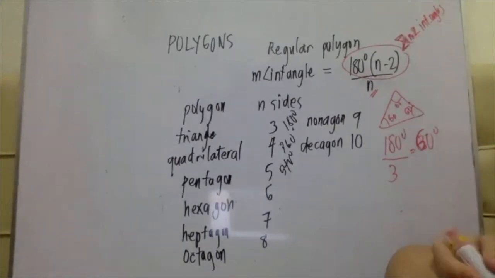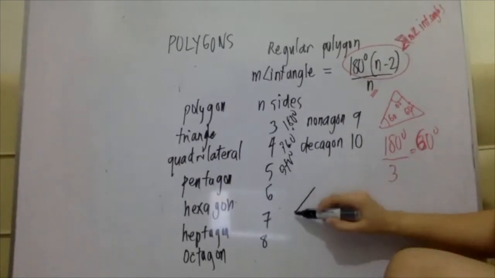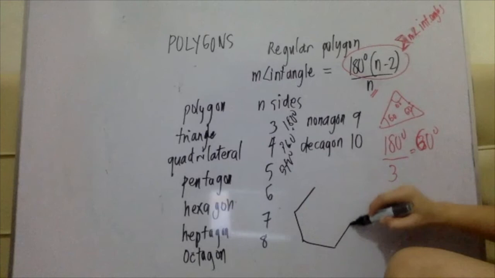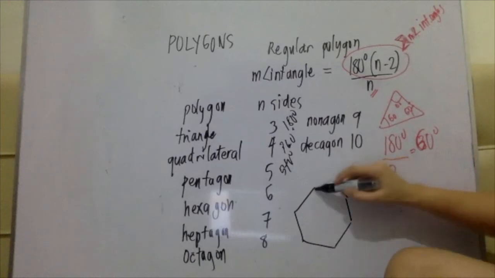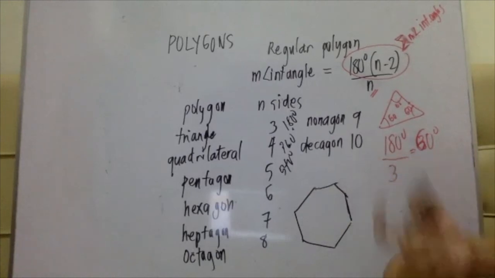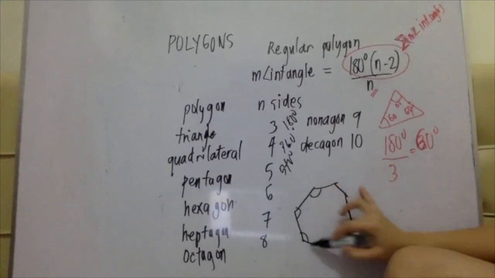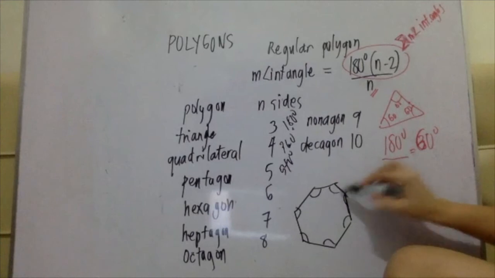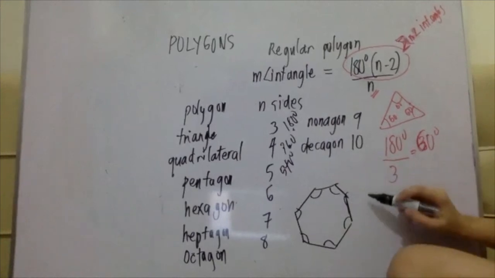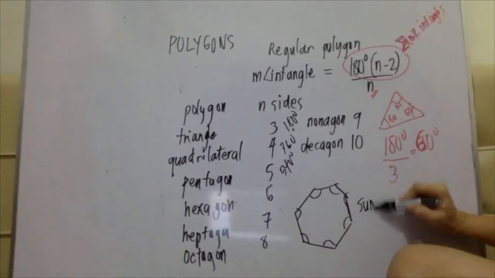Okay? So for example, if we have heptagon, okay. Let's say this is a regular heptagon. 1, 2, 3, 4, 5, 6, 7. Okay? What is the sum of the interior angles?